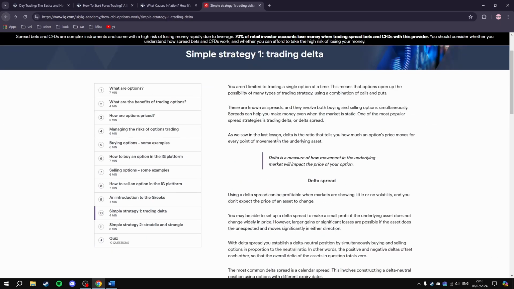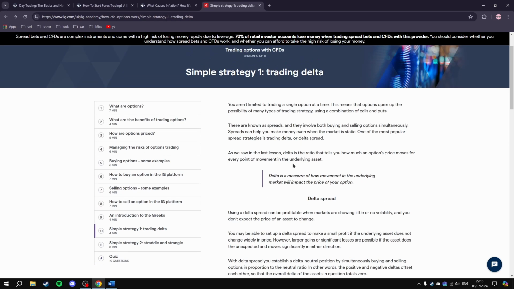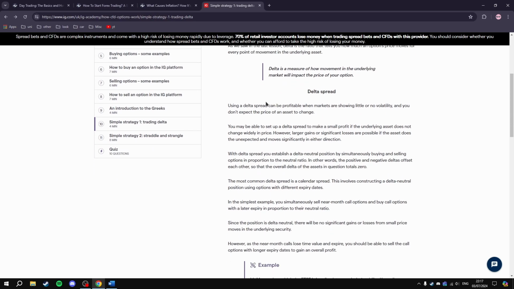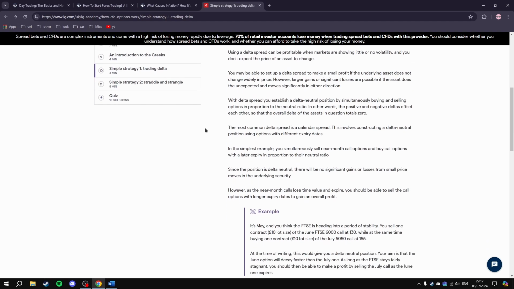So yeah, the delta Greek is a ratio that tells you how much an option's price moves for every movement in the underlying asset. It measures how the movement in the underlying market will impact the price of the option. A delta spread can be profitable when markets are showing little or no volatility and you don't expect the price of an asset to change. So you may be able to set up a delta spread to make a small profit if the underlying asset does not change widely in price. However, larger gains or significant losses are possible if the asset does the unexpected and moves significantly in either direction.